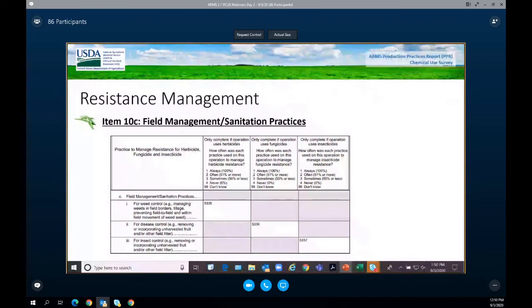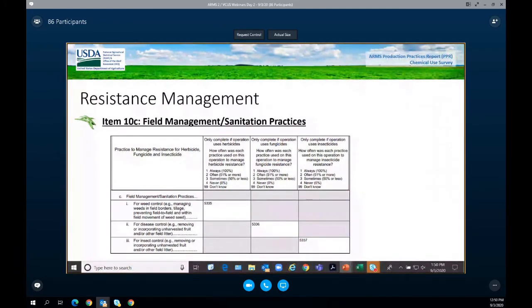Field sanitation practices here, these are, as you can see, very specific for each type. For weed control, we're really talking about tillage, management of field-to-field transfer. In some cases, with harvesters, they'll have seed crushers that can be mounted onto the combine to prevent weed seed from going back into the field.